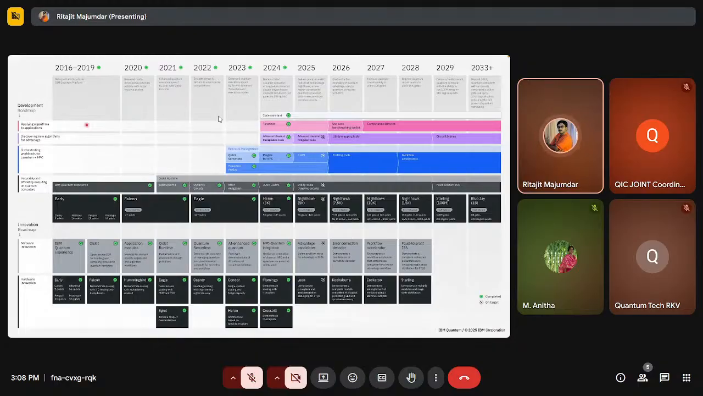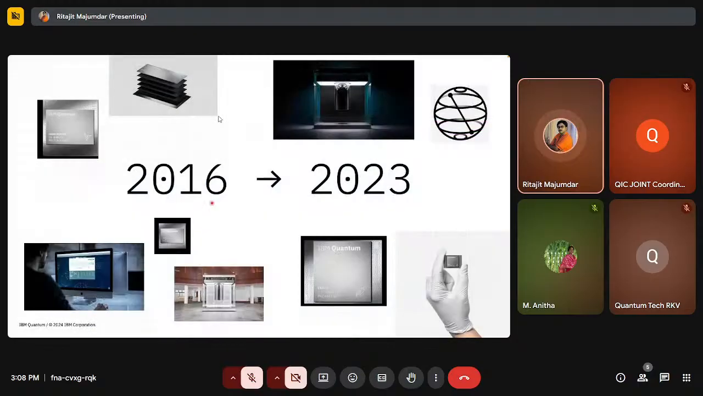The first quantum computer from IBM came in 2016. Today we are in 2025. If you are trying to understand how it started, we started with very small systems, and it kept evolving.